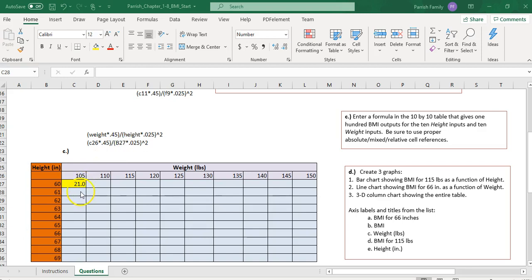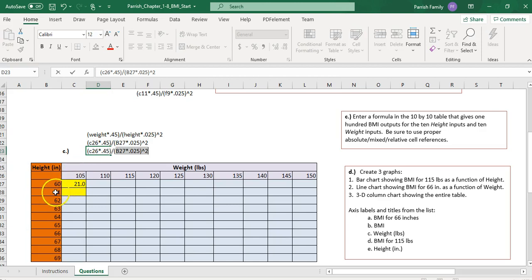So for the next cell down, the one right below the 21, which I'm going to highlight in yellow, I would be typing C26, because my weight is still in C26, times 0.45 divided by, but my height is now in B28 instead of B27. So I would want to do B28 times 0.025 raised to the second power.